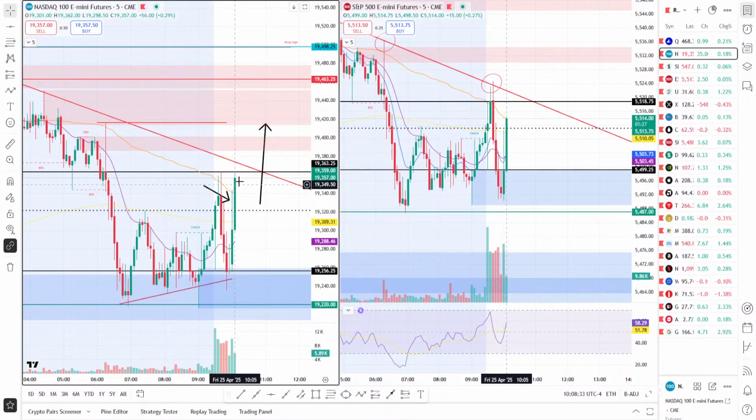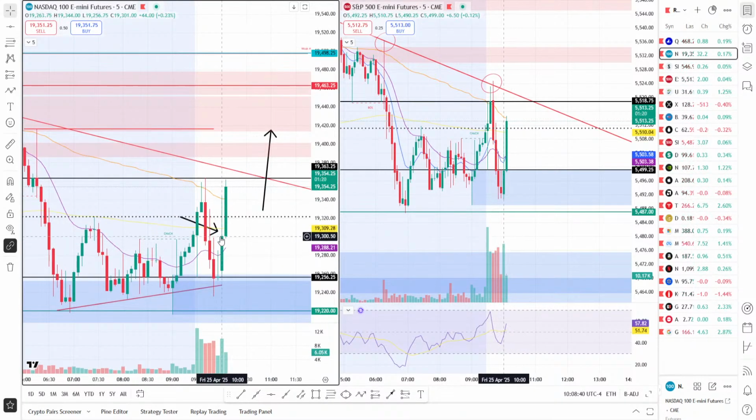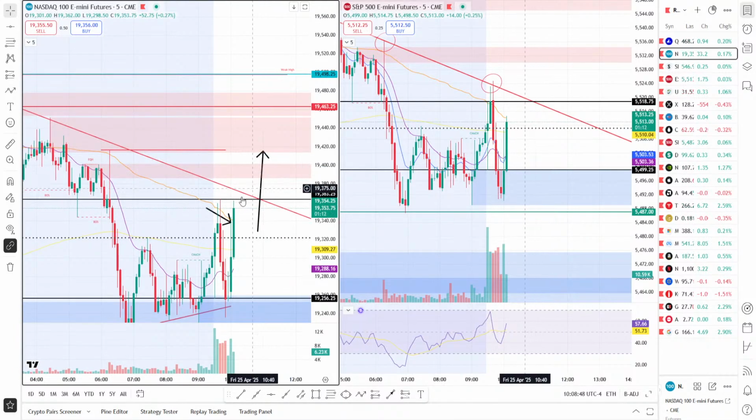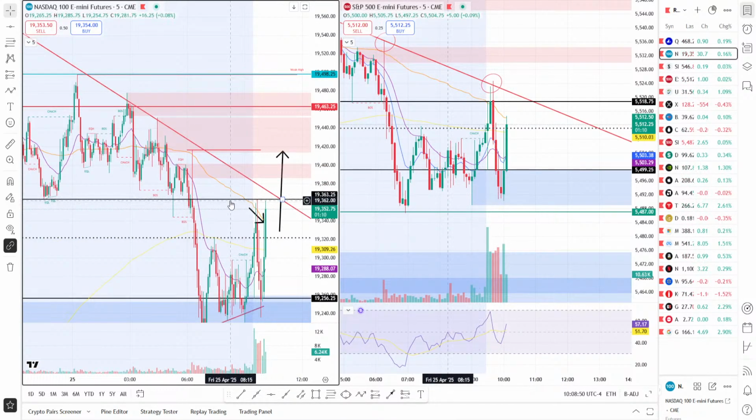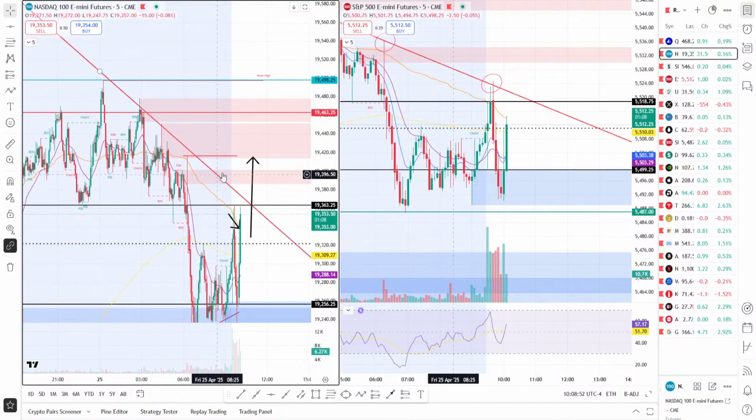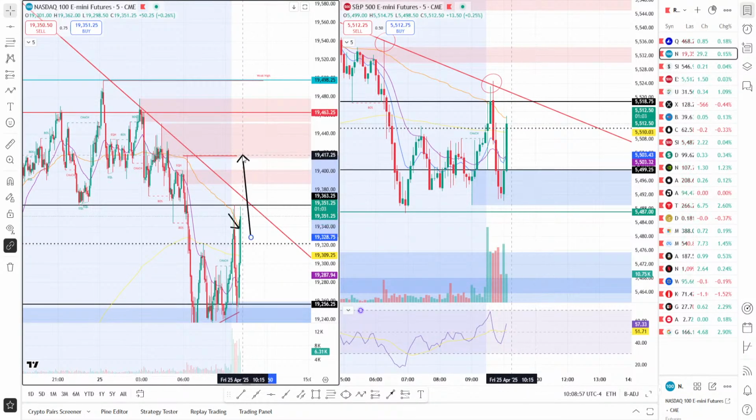Would like to see this candle close strong as well, not like the previous one. See, this previous one had a long wick at the top. Would like to see this one close strong, maybe catch a nice move to the upside, break through this resistance right here, probably take out these highs, bam, take profit here, maybe up there.